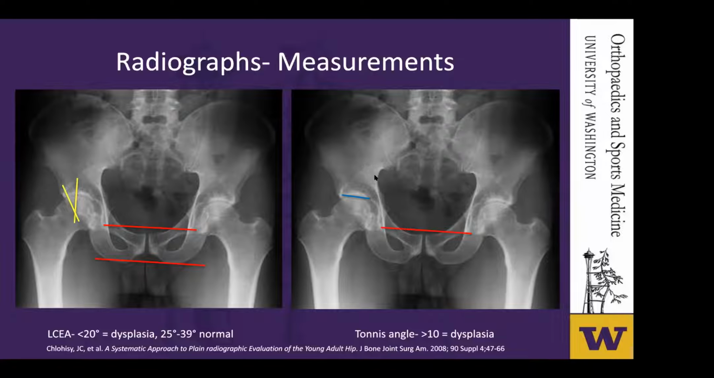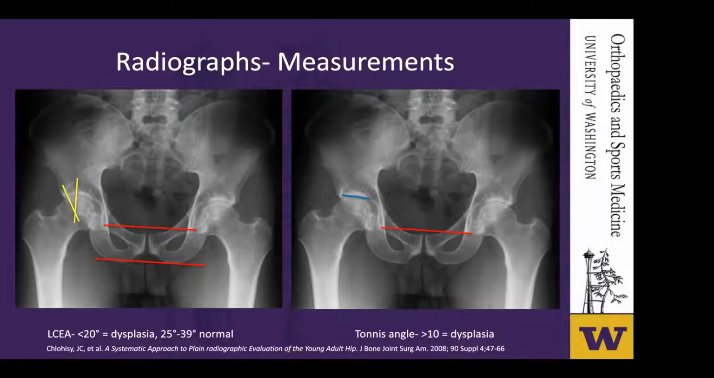The lateral center edge angle has been shown to be an important prognostic indicator for hip health. In a series of studies, no patient with a lateral center edge angle of less than 16 or an acetabular index of greater than 15 made it through the 7th decade of life without end-stage osteoarthritis.